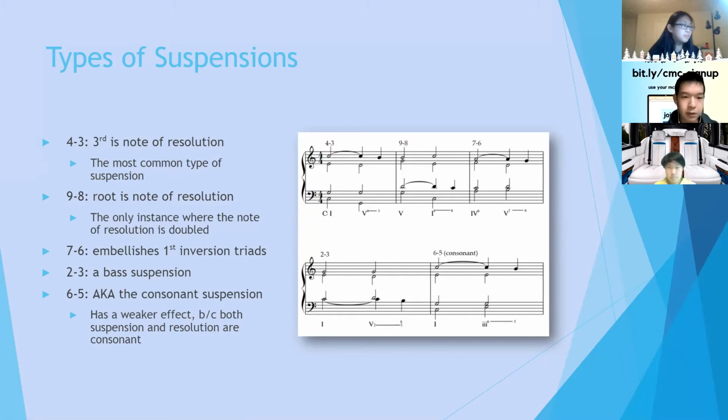So there's also a 7/6 suspension that embellishes first inversion triads, and it sounds like this. There's also the 2/3 suspension that embellishes the bass, and it sounds like this.